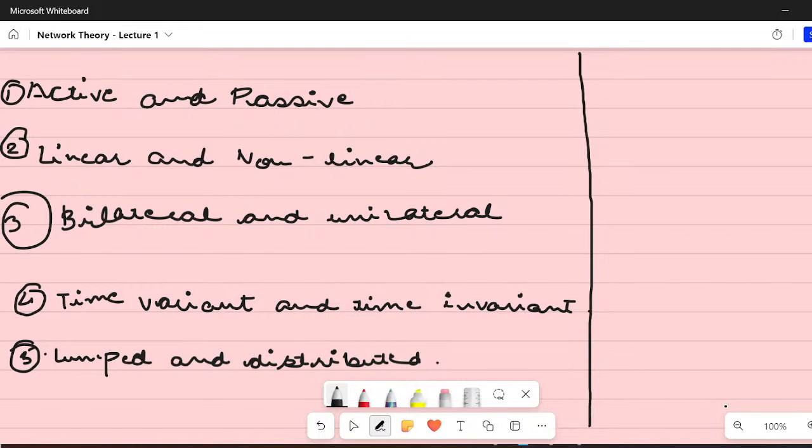Okay, now assuming that we should directly jump over the topic. Is it fine if I directly start with what are different kinds of elements?